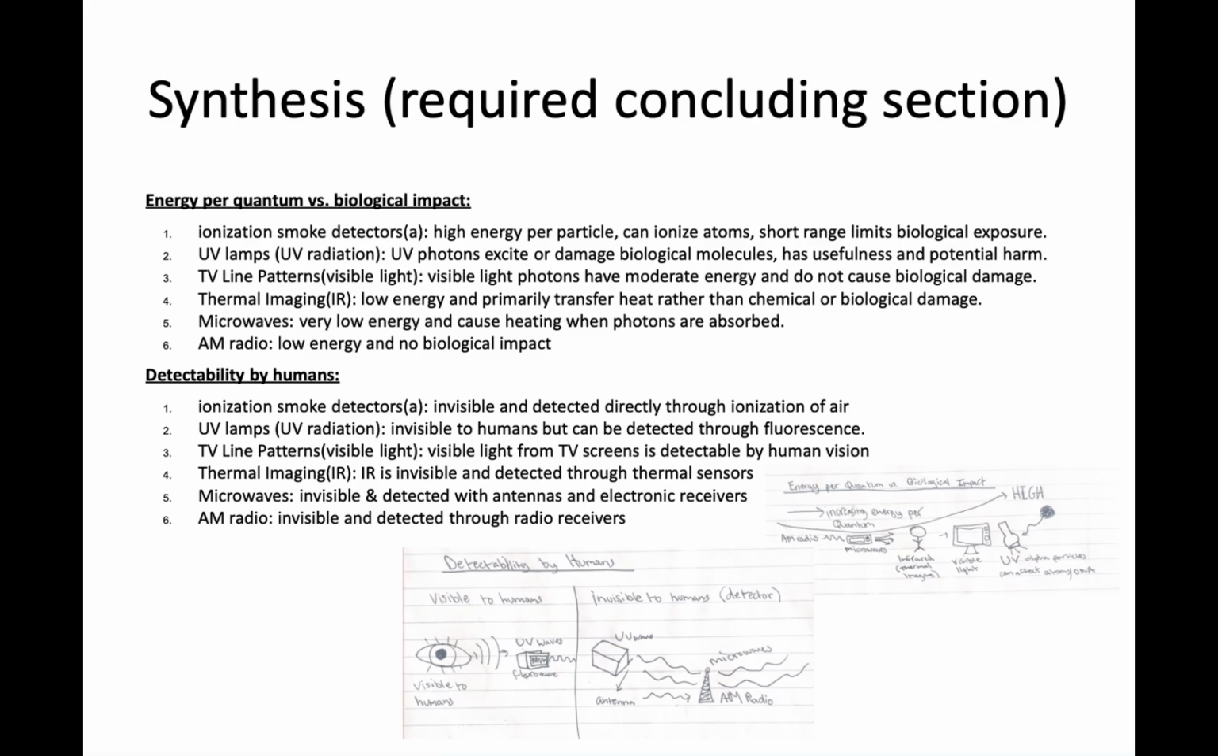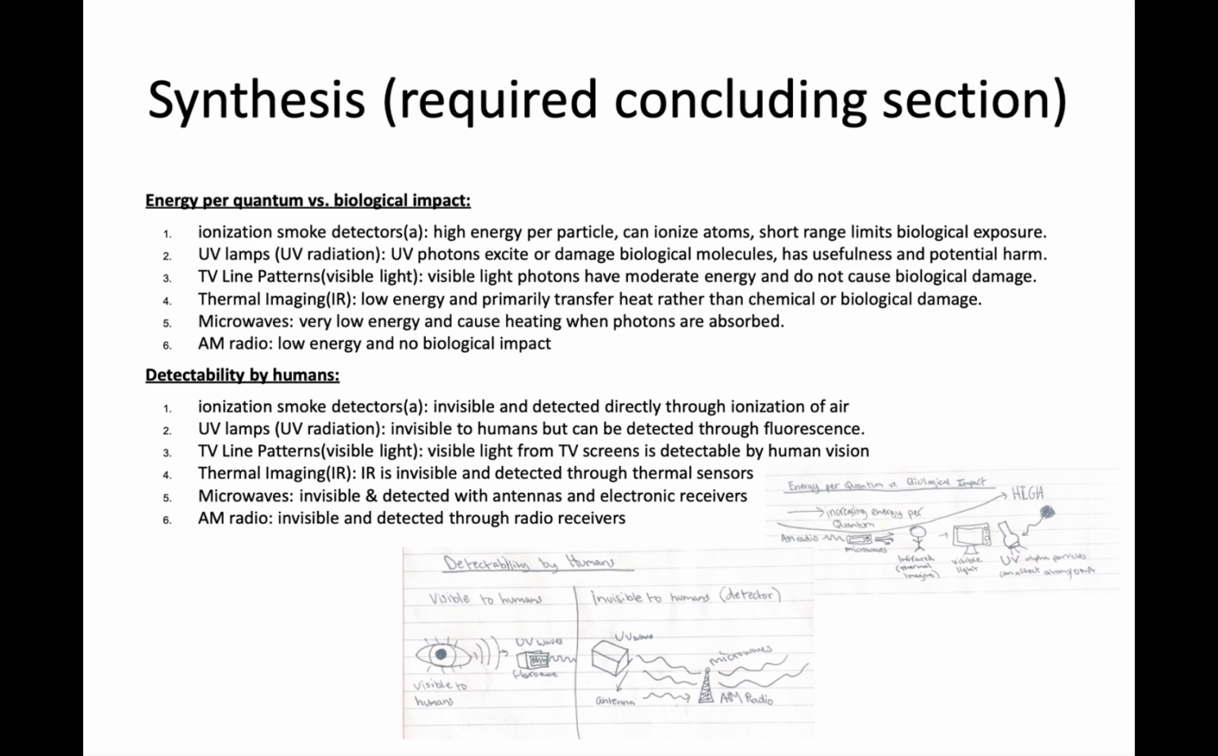And now the synthesis, starting with energy per quantum versus biological impact. Ionization smoke detectors have high energy per particle and can ionize atoms, but short range limits biological exposure. A UV lamp emits UV photons that can excite or damage biological molecules, so they have both usefulness and potential harm. TV line patterns using visible light have moderate energy and don't cause biological damage. Thermal imaging uses low energy infrared and primarily transfers heat rather than causing chemical or biological damage. Microwaves have very low energy and can cause heating when photons are absorbed. An AM radio has low energy and has no biological impact.